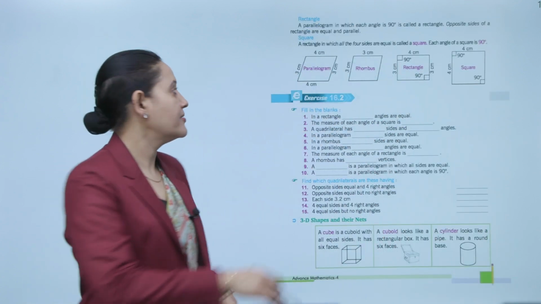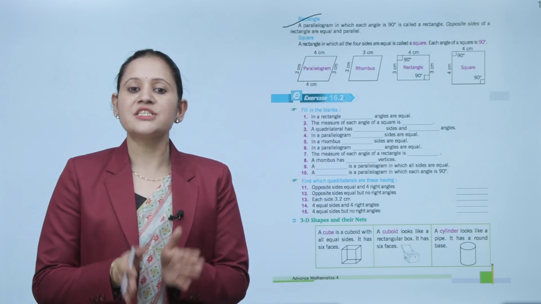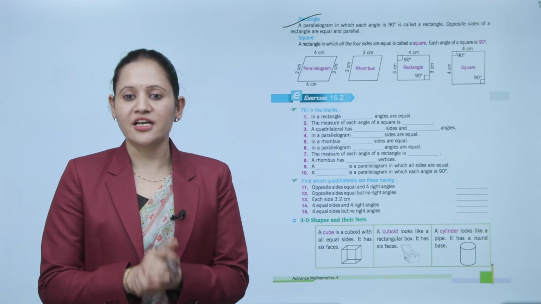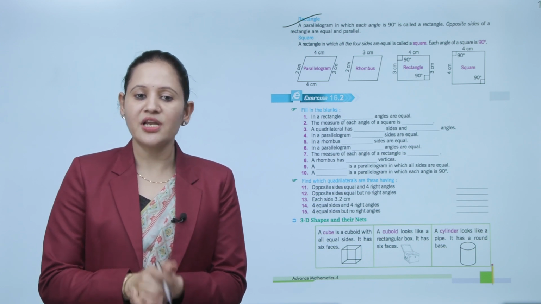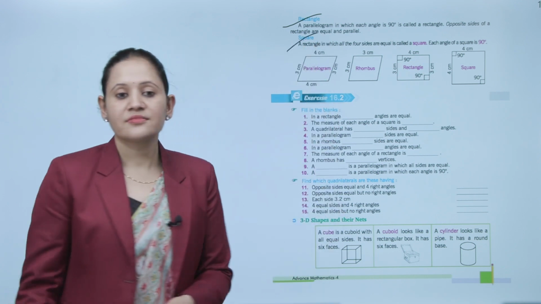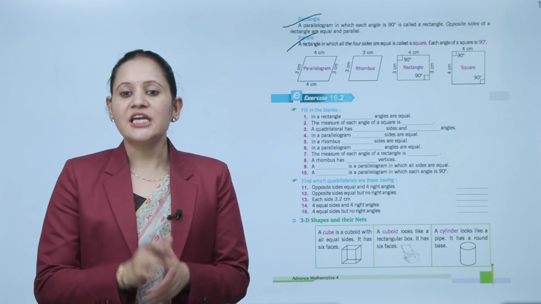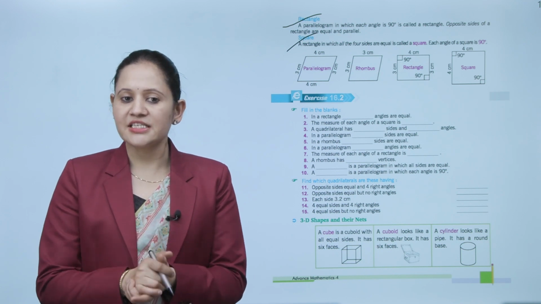Next is rectangle. A parallelogram in which each angle is of 90 degrees is called a rectangle. Opposite sides of the rectangle are equal and parallel. Square. A rectangle in which all four sides are equal is called a square. Each angle of a square is 90 degrees.